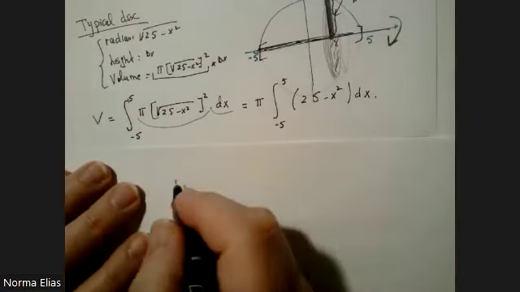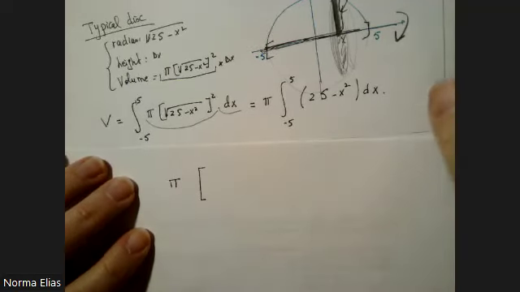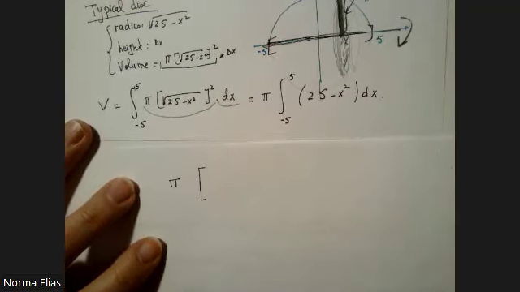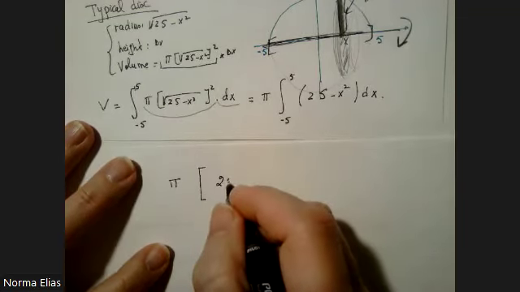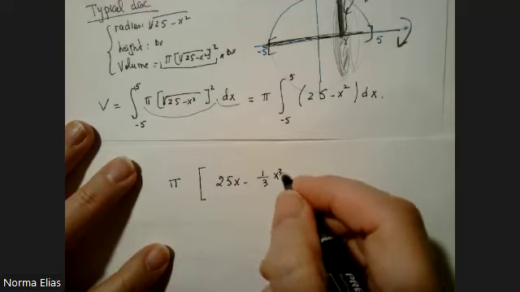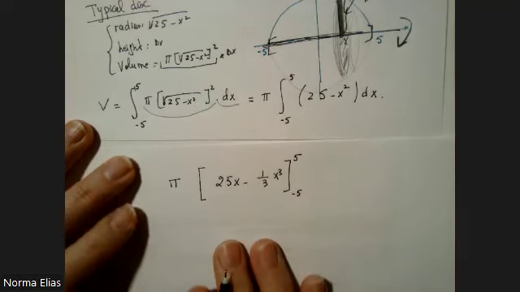It's 4/3 pi r cubed. So now let us see if we get it. So this is pi times. No, we're not using the formula of a sphere. We're actually deriving it. Are you with me, Aaron? We're deriving it. We're not using it. We're actually finding that formula. So here I will have 25x minus 1/3 x cubed evaluated between -5 and 5.